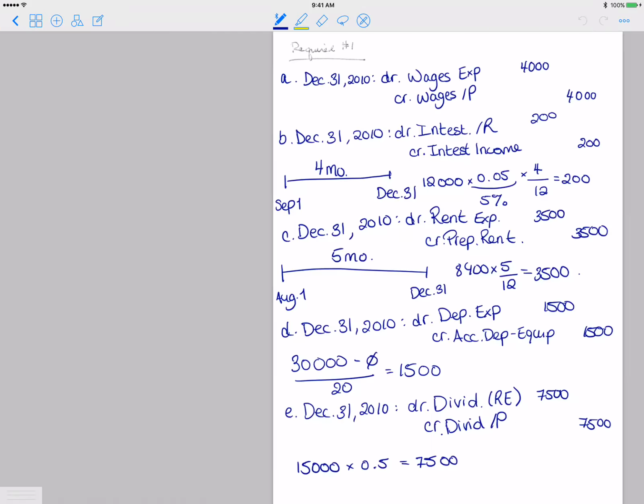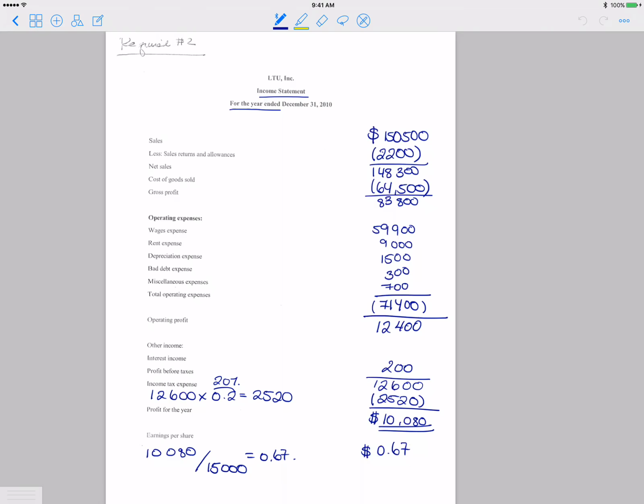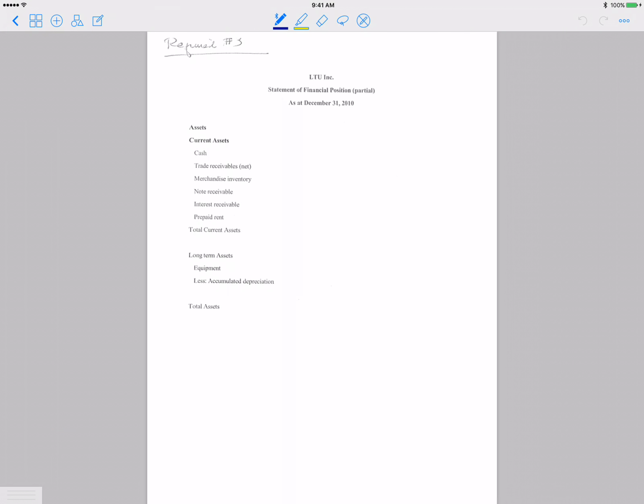Now, once again, with this format, there are a few things to note. It's a statement of financial position. It's as at a certain date because it's a screenshot at that date. Your current assets will all be in the order of liquidity.